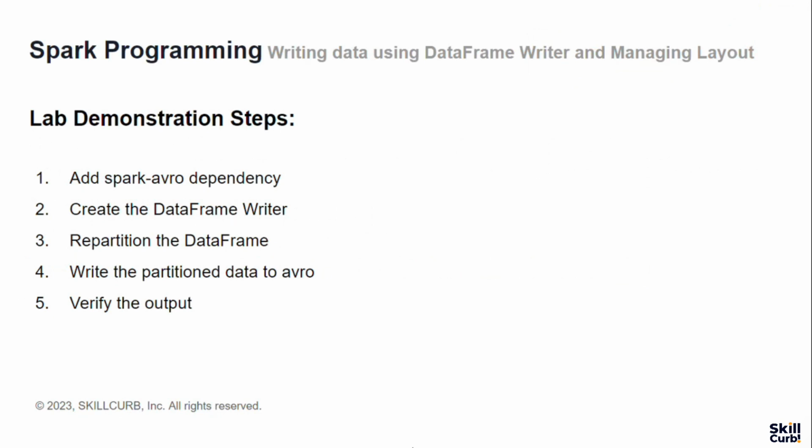In this video, you will learn how to write data using DataFrame Writer, and for that we will first add Spark Avro dependency to our project. Then we are going to create a DataFrame Writer and we are going to repartition the DataFrame Writer on the basis of certain number of partitions. Then we are going to write this partition data into Avro, and finally we are going to verify the output that the number of Avro files are equal to our partitions.